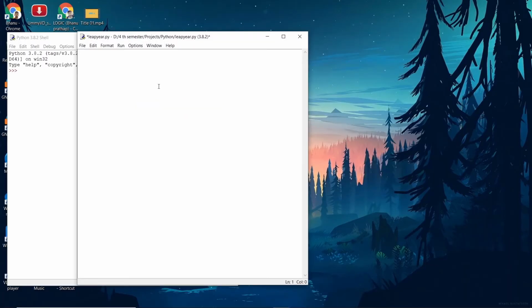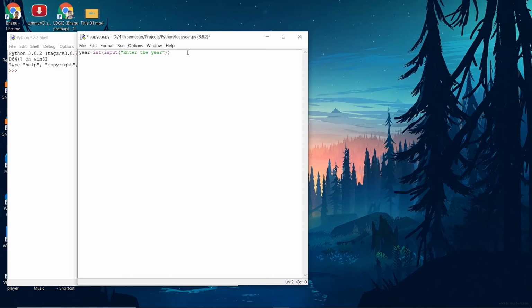Now let us write a program to find whether a year is a leap year or not. So first we will be taking the input from the user into a year variable here, int input, enter the year. Here we are typecasting because input returns a string. We need an integer, that's why we are typecasting. Int converts it to an integer.